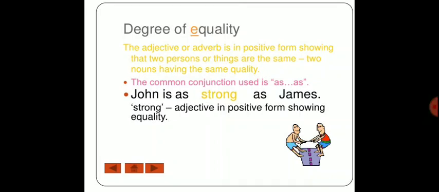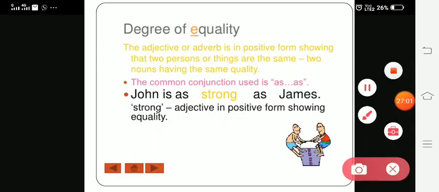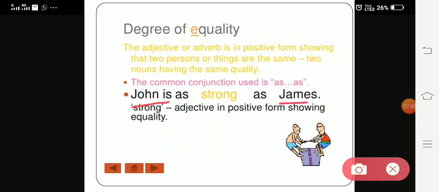Okay, so degree of equality, this comparison is used to compare two persons, animals or things, to tell us that they are equal or having the same quality. Okay, so here you can see two persons in this sentence where the comparison is made: John and James. John is as strong as James. Strong is an adjective in positive form showing the equality. So this comparison is used to compare the two persons and their quality.